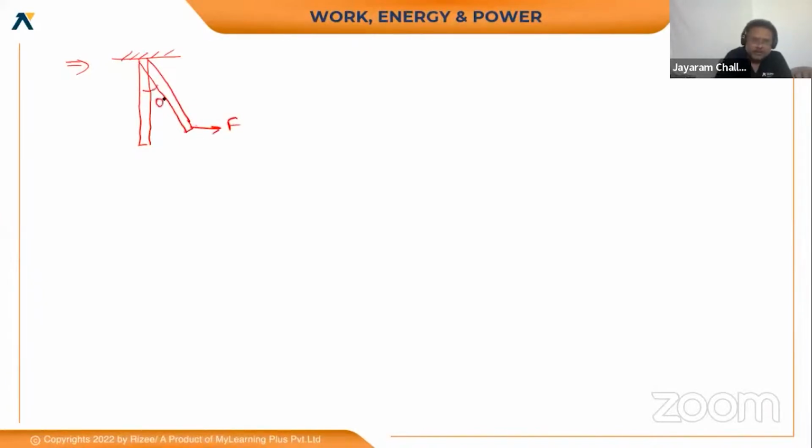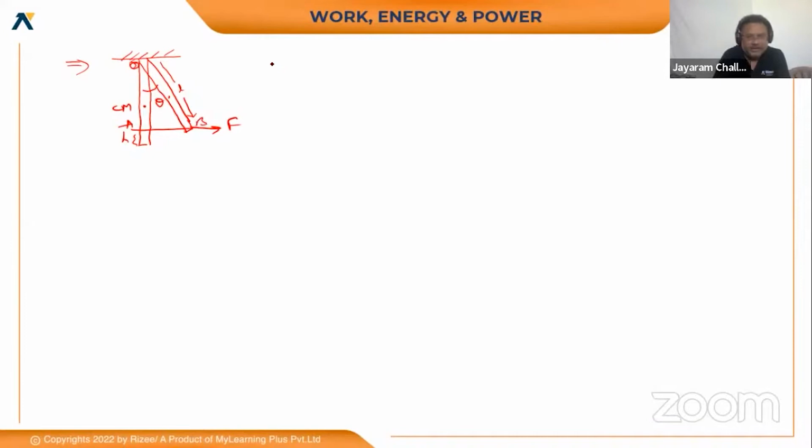You are rotating it by an angle theta. This is the location of the center of mass. So you are lifting it to a certain height. For example, this will be the height h that you are lifting it. The length of the rod is L. Suppose this point is O, this point is A, and this point is B.